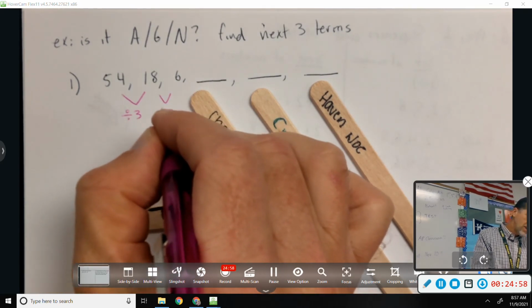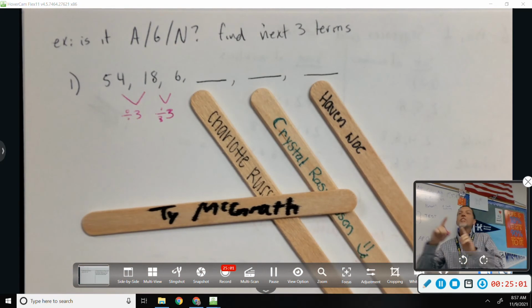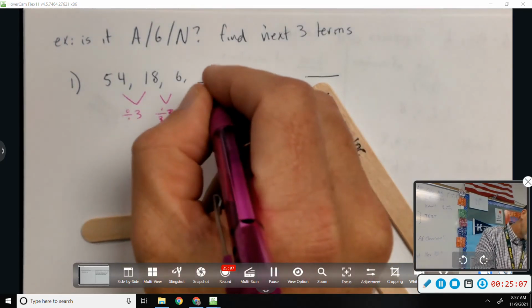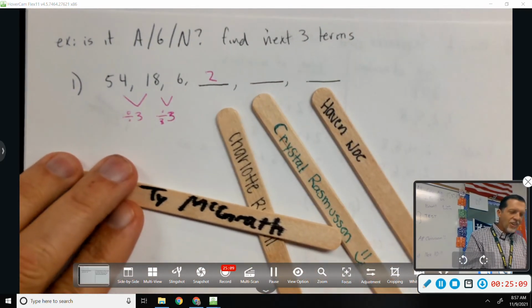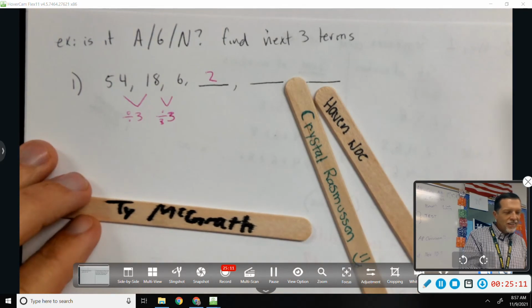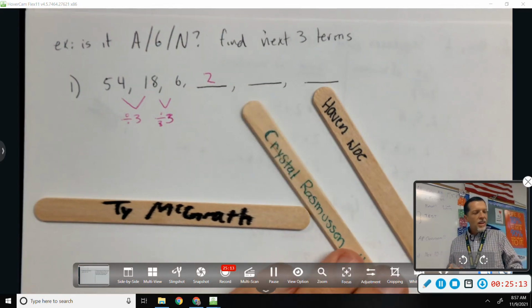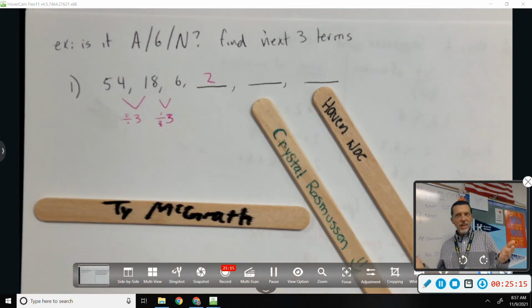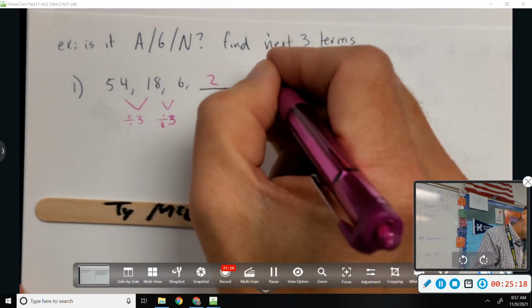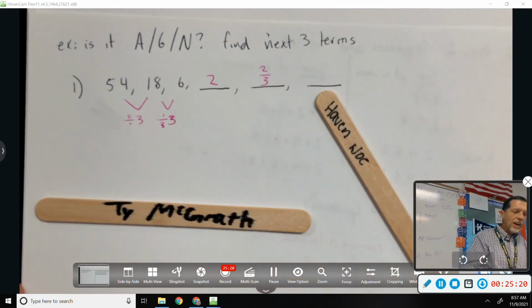Divided by 3. So Charlotte, what's the next number? 2. Okay, Crystal, it is a little bit tricky now. We still want to divide by 3. Why don't you just 2/3. Good. Haven, still dividing by 3. I'm not sure of the fraction, but I know it's 0.2, right? It's not 0.2.